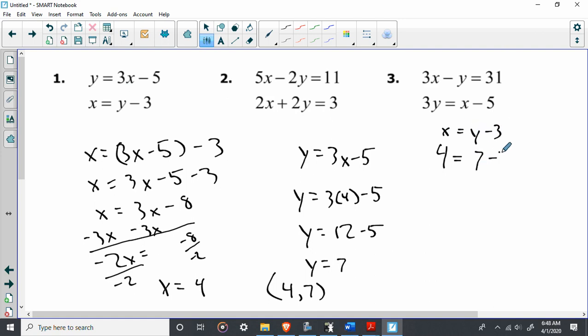Y was 7. And last I checked, yes, 7 minus 3 makes 4. So yes, that is a correct answer. Okay, good. So again, when we see these individual ones, go ahead and do substitution and solve.